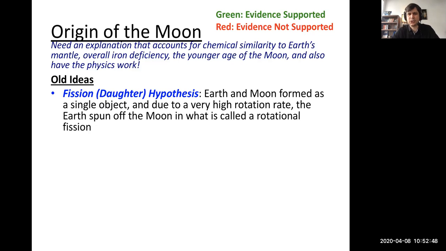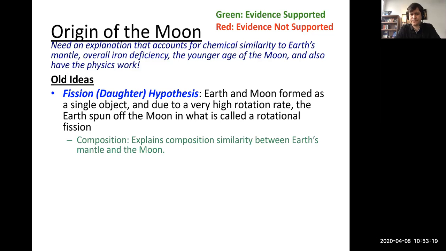We see these with asteroids. Things get spinning too fast, so the rotational forces involved are stronger than the gravity holding it together. You'll splat out, you will fission off a piece. So this brings us to the fission hypothesis. The Earth and Moon formed as a single object, and due to a very high rotation rate for the early Earth, the Earth spun off a moon. This is what we call a rotational fission event. And then what got spun off would already be in orbit, and that would become the moon.